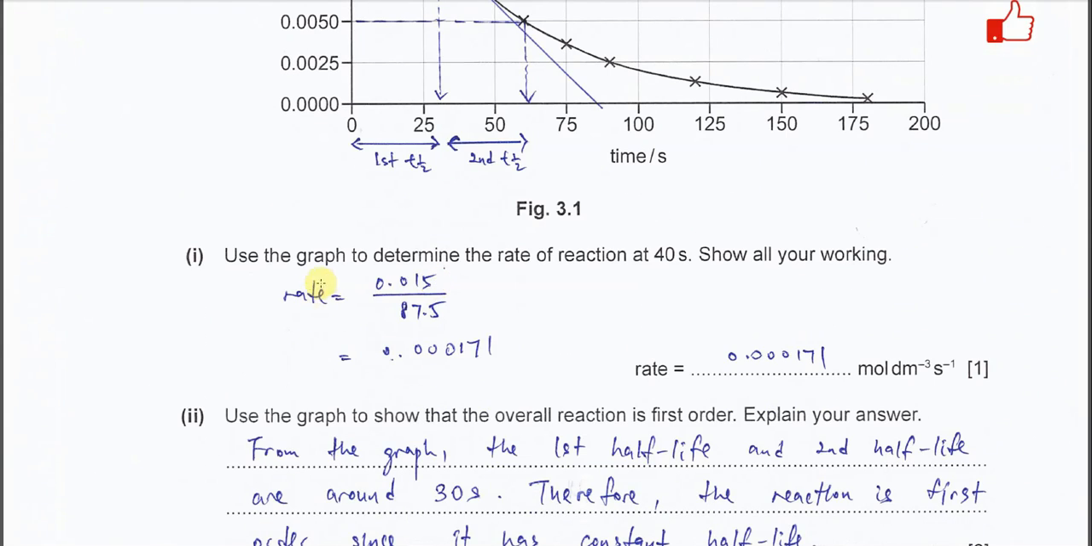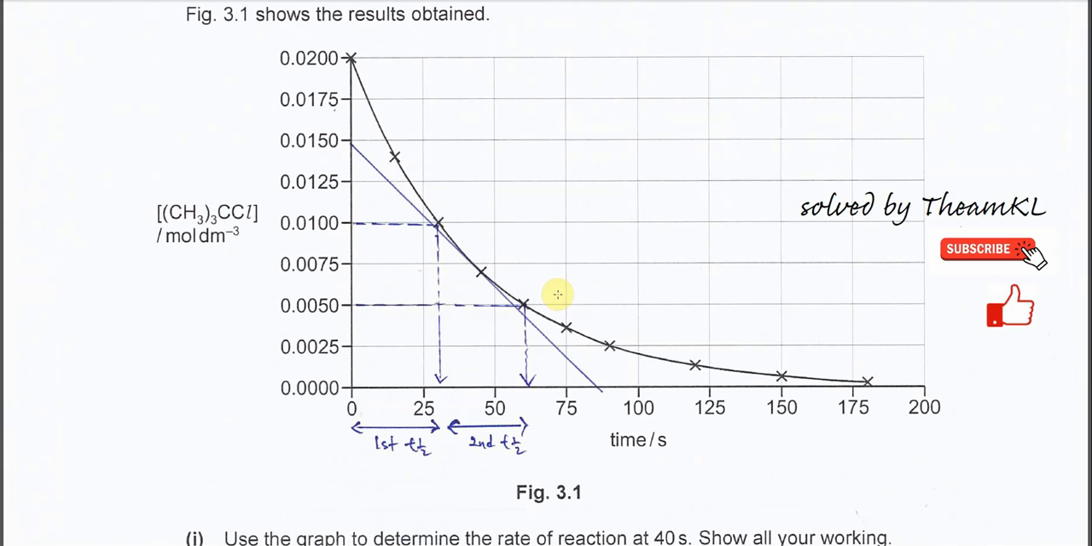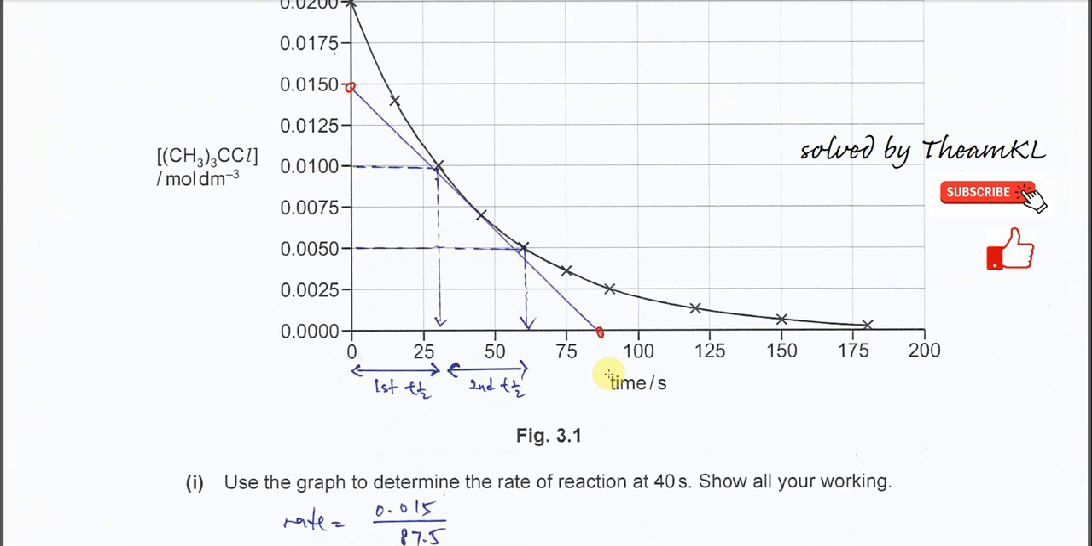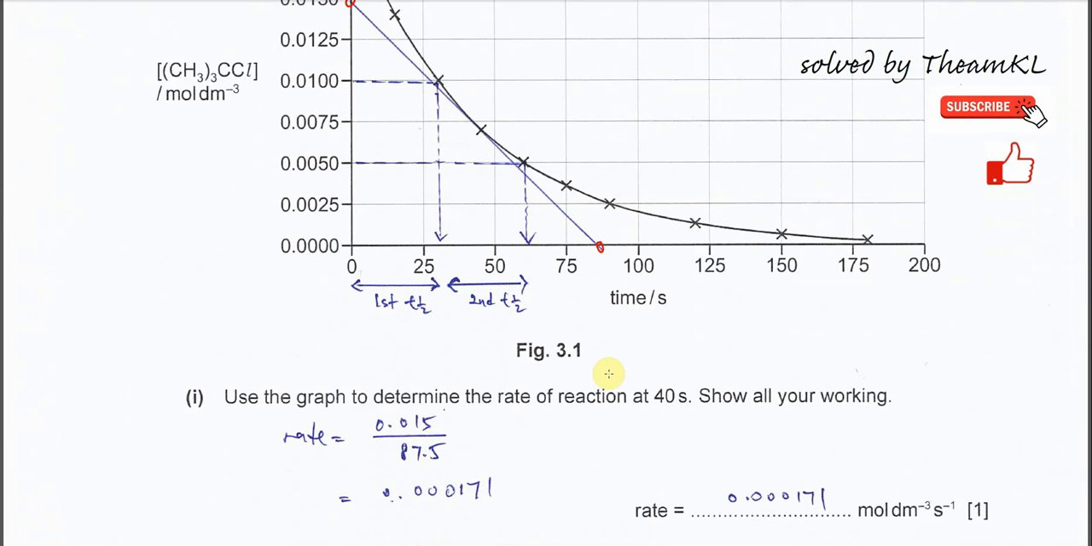Part 1. Use the graphs to determine the rate of reaction at 40 seconds. Show your working. Okay, first you have to understand this is not really graph paper. What you can do is just a rough estimation. You try to draw a tangent at time equal to 40 seconds, and you try to get the two coordinates on the y and x axes. Because it's not really graph paper, we can just roughly estimate.